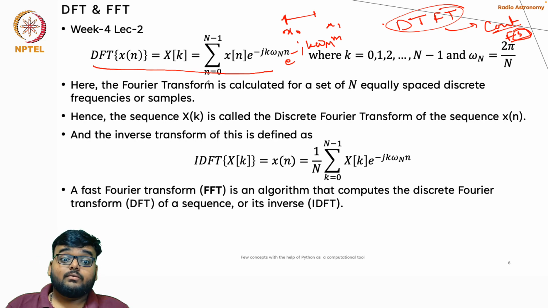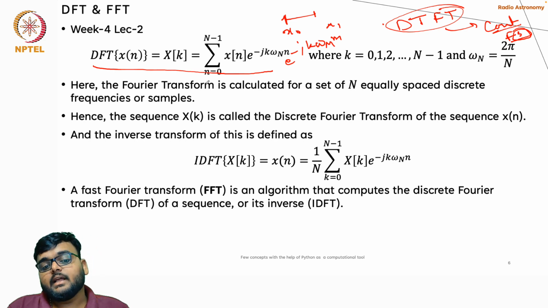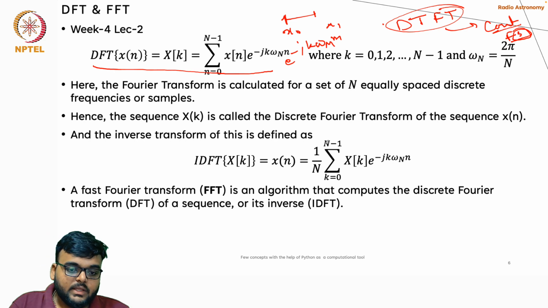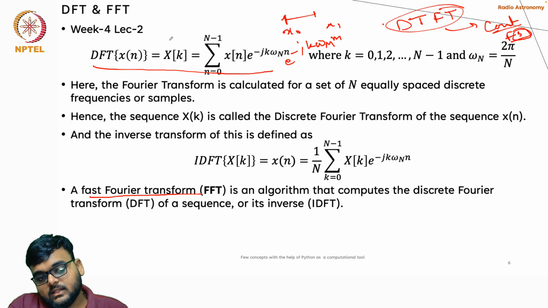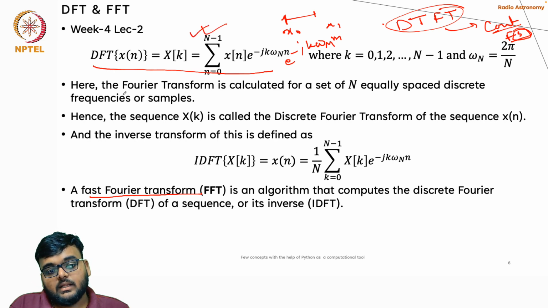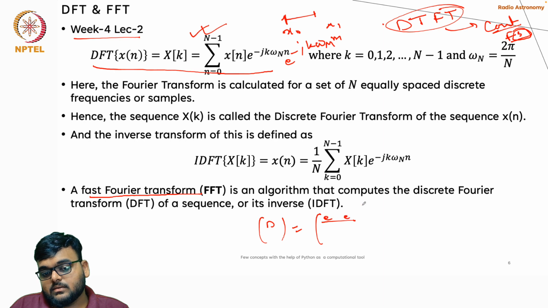Now a term which you will be frequently hearing is FFT, something called fast Fourier transform. Now if you see this equation, if you remember clearly week 4 lecture 2, you have a DFT matrix, then there is another matrix which is the exponential matrix, multiplied along with the signal matrix.